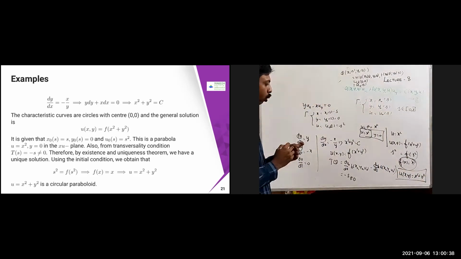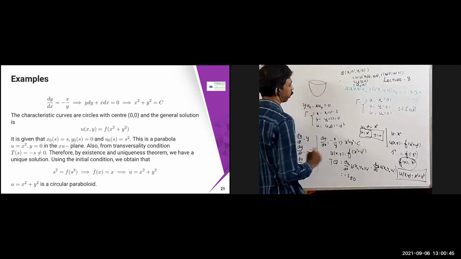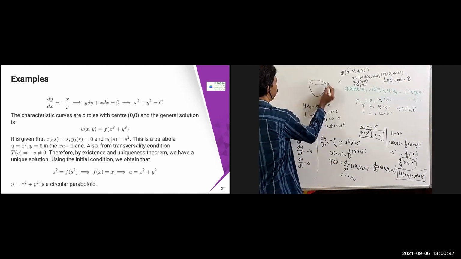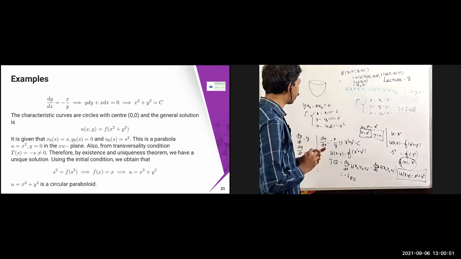Therefore, u equal to x square plus y square is a circular parabola. You are going to get a circular parabola. So it is going to be like this. You take a family of all these, and that is nothing but your solution.